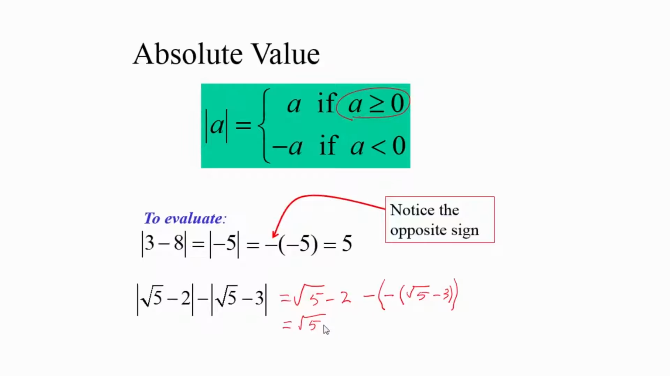Square root of 5 minus 2 minus, first I apply this negative into this, so it would be minus square root of 5 plus 3. Now, one more time, square root of 5 minus 2. Now this negative applied, distribute to this parenthesis, it would be plus square root of 5 and minus 3. So what would we get? Square root of 5 plus square root of 5 is 2 square root of 5. And minus 2 minus 3, it would be minus 5. That's evaluating that with the absolute value.